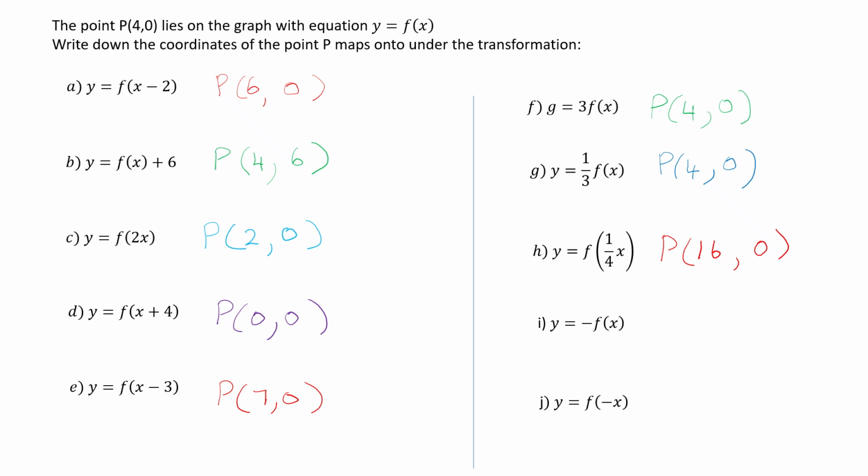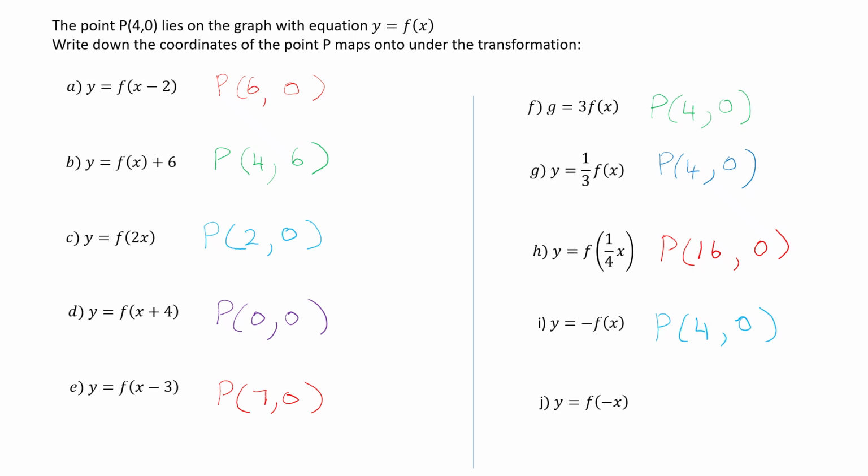Next one, y equals negative f(x). The x coordinate is not changed, but the y coordinate is multiplied by negative. So the x coordinate is 4, and the y coordinate is multiplied by -1. So 0 times -1, which is 0.